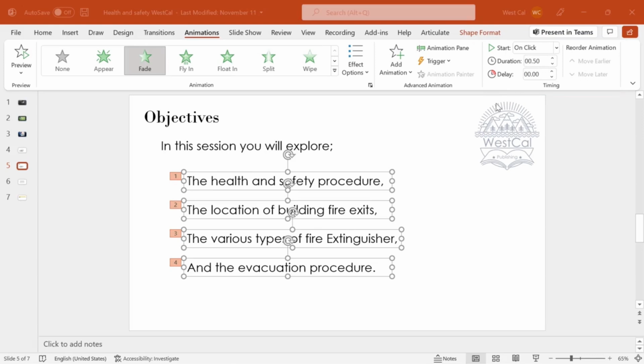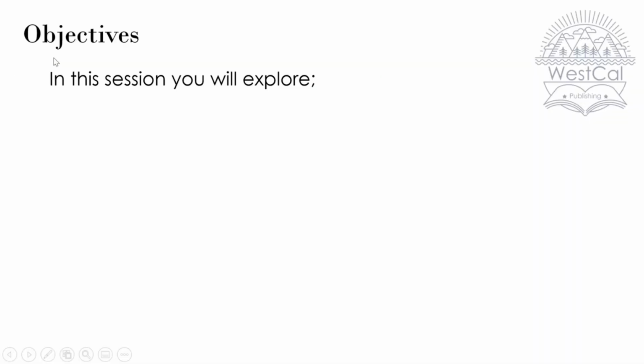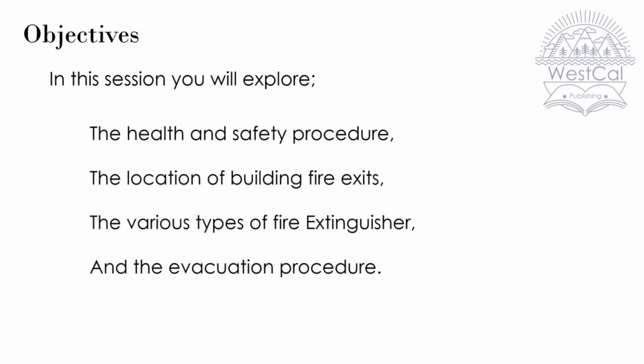Since these items have been changed to On Click, you'll notice to the left of the object sequential numbers have appeared. This indicates the order in which the animations take place. Now let's preview this via slideshow. You'll notice now that only the first line appears. The rest do not appear until the mouse cursor is clicked.